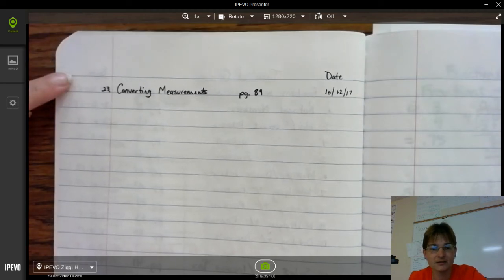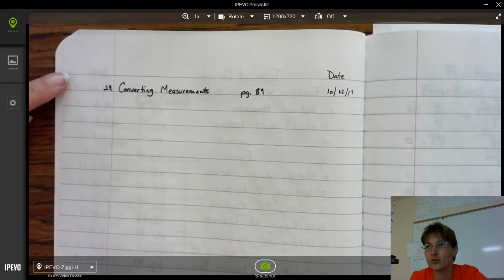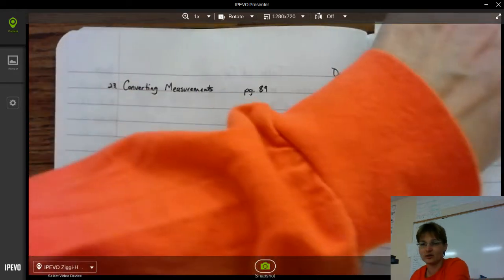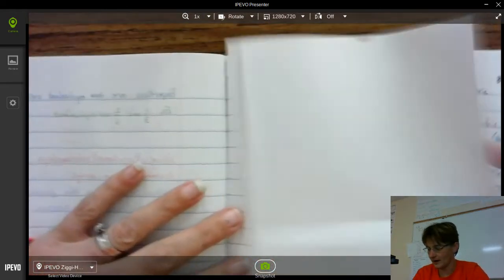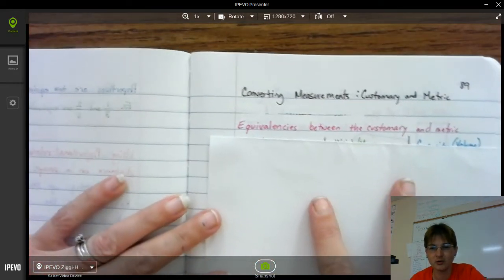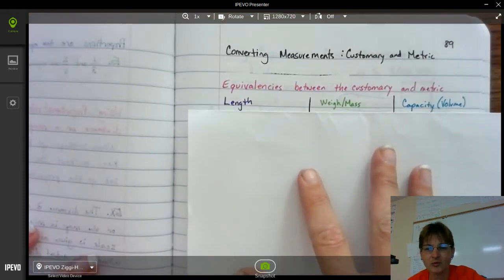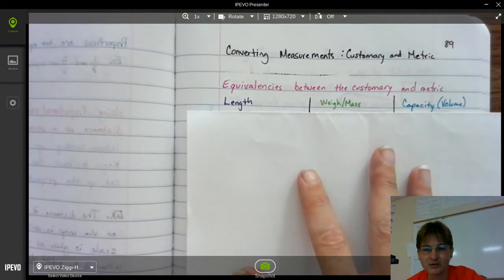Okay, so today's lesson is covering converting measurements. We'll be starting on page 89 for October 12th, 2017, converting measurements. We're going to start off by looking at some equivalence between customary and metric. We're looking at the length, the weight, and the capacity for our customary and metric. And so we're going to look at some equivalents for that so that we can help us solve it.